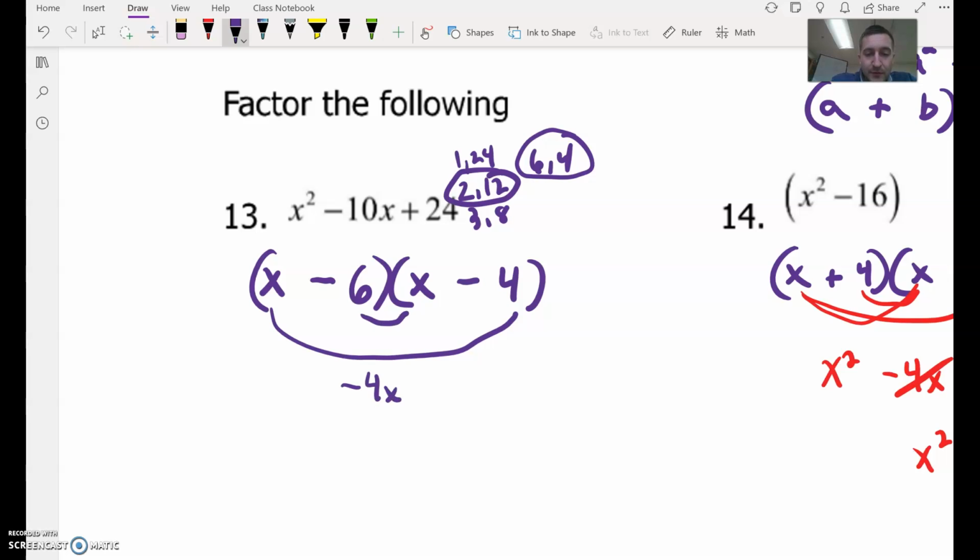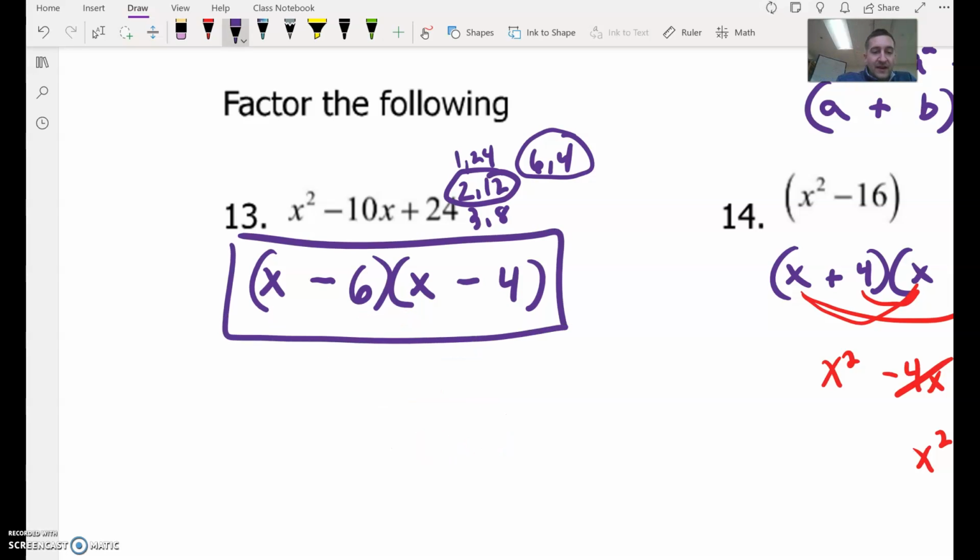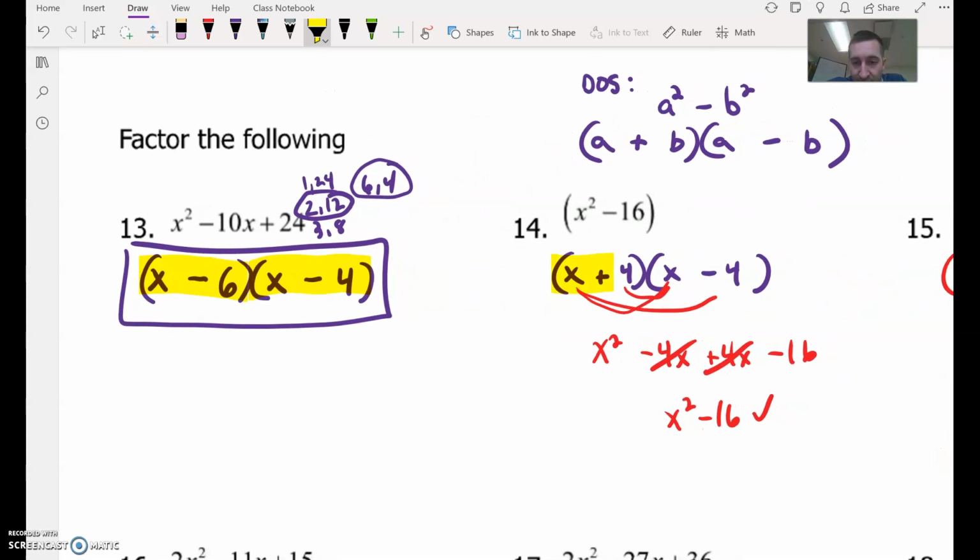And the inside numbers, you make a little smile to check it. It looks like a face. Negative 6 times x is negative 6x. When you add those together, it's negative 10x, which is what I was looking for in the middle. So that is my answer there. I completely factored this. So remember, this is a factor. This is a factor. There are two factors. Number 14, this was a factor, this was a factor, there were two factors.